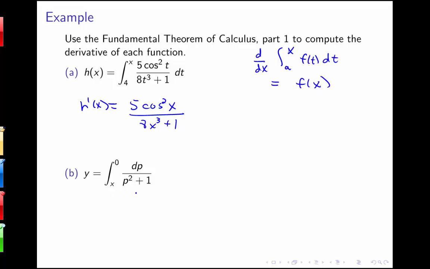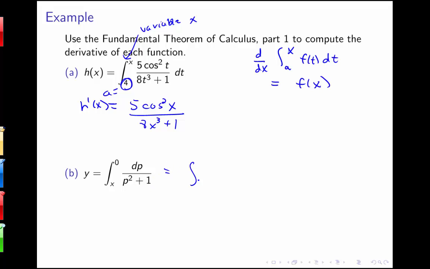Okay, so what about this next one? One of the things we have to notice when we're applying this rule is that it applies when I'm starting out at a constant and going up to this variable x. So there's something special about having the lower limit be the constant 4, and the upper limit being my independent variable, in this case x. But here they're switched, so I have the integral from x to 0 of this dp over p squared plus 1.